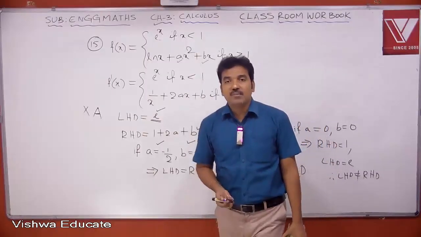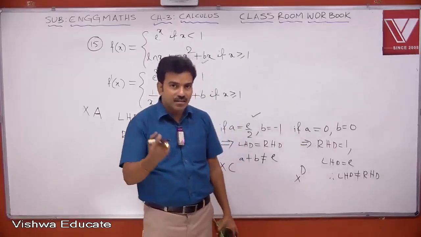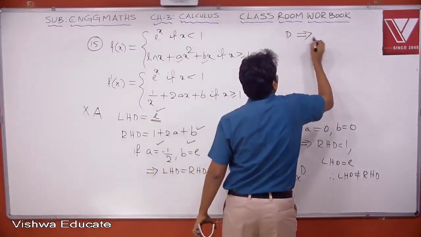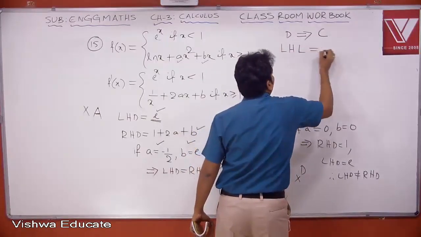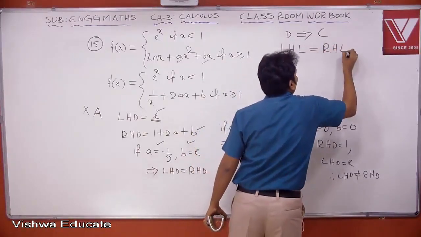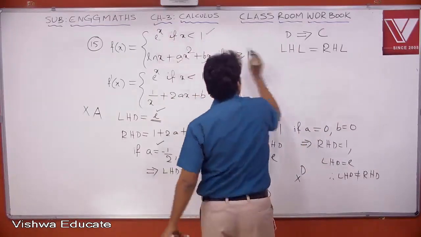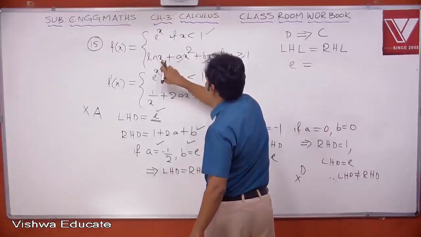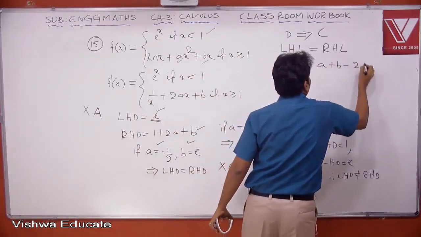Since it is differentiable, we know that all differentiable functions are continuous. Let us use that concept. So differentiable implies continuous. Therefore, LHL must be equal to RHL. Now what is LHL? This is the function, replace x by 1. For RHL, this is the function, replace x by 1, log 1 is 0. So it is A plus B. So this is one equation.